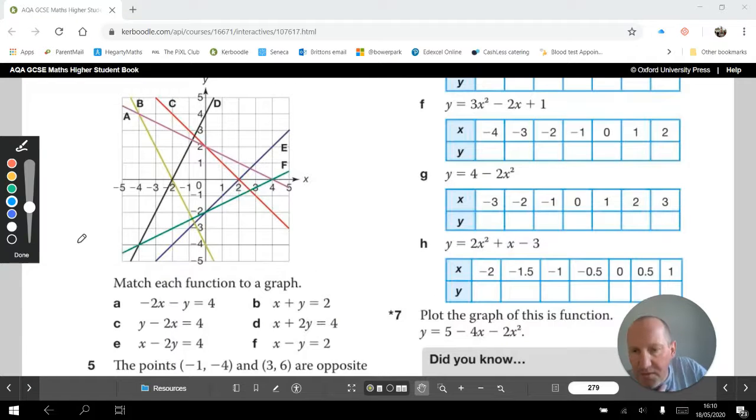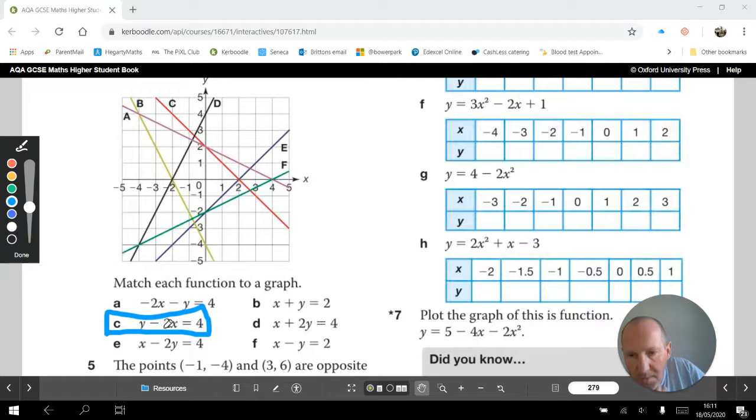Move myself to the other side of the page so you can see this a bit more clearly. This is a really nice question. I like this one. I've had hours of fun myself. The thing to look out for is they're not in the correct format. We haven't got y equals, so I need to swap these around. I'm going to do this one as an example.